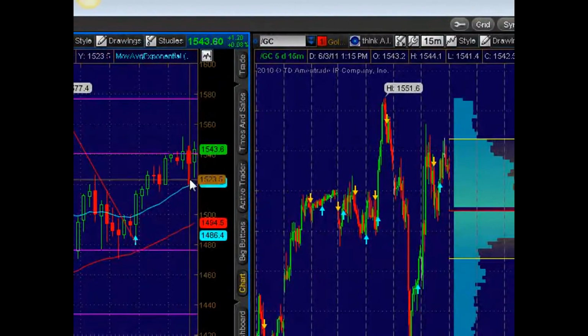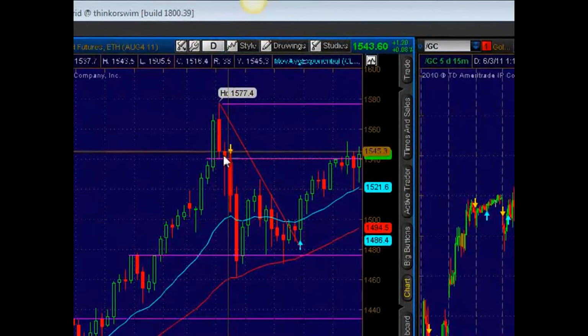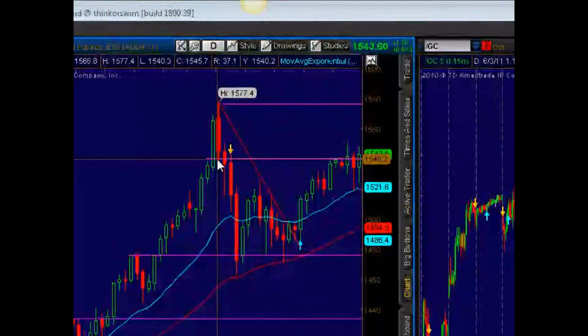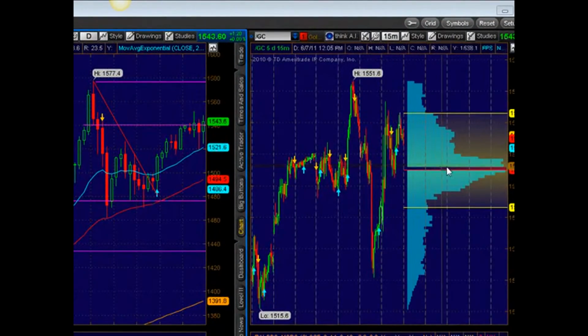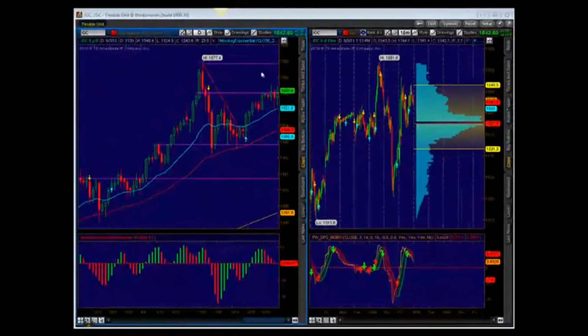So we want to keep bouncing above the 20-moving average. If we're going to test the swing high, we want to stay above this 1540, which we should be able to do because of our volume support at 1537.